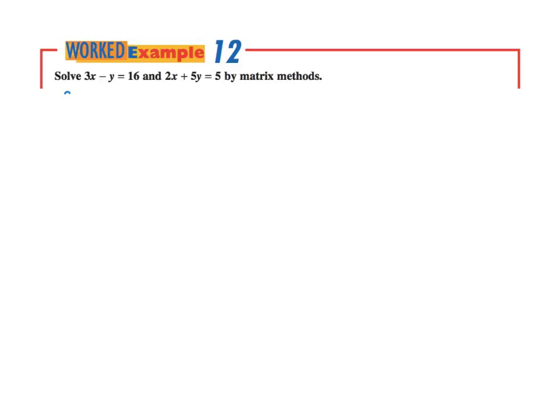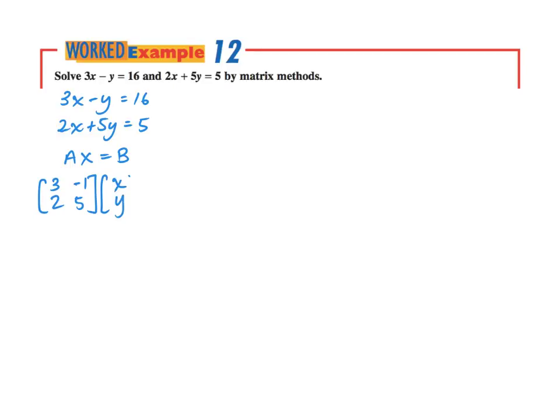Firstly, if we arrange the equations underneath each other, we can then see how we can form matrices with both of these equations. These matrices are going to be in the form of AX equals B. And the A is simply the coefficients of x and y. X is simply x and y, and our B are our constants on the right hand side of the equal sign.